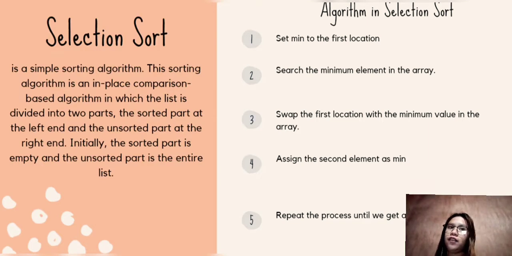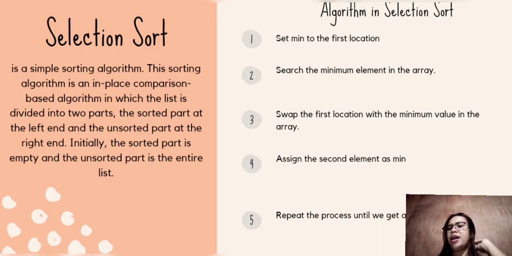First we have the selection sort. Excuse me. So selection sort is a simple sorting algorithm. This kind of sorting algorithm is an in-place comparison-based algorithm in which the list is divided into two parts, the sorted part at the left end and the unsorted part at the right end. Initially, the sorted part is empty and the unsorted part is the entire list.